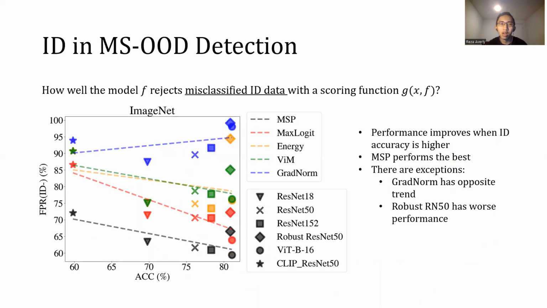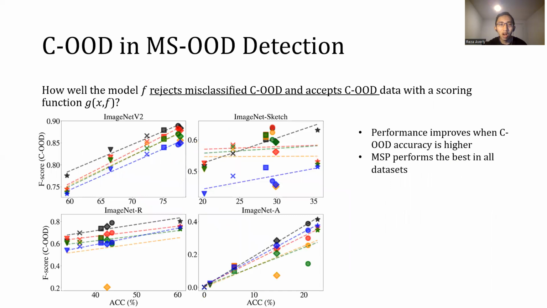For the first scenario, assuming that the data only comes from in-distribution, we perform experiments in that scenario, and we see that the performance improves when the ID accuracy is higher, and the best method is MSP, with some exceptions which use ReAct and the model robust ResNet. For covariate data, we want to see how well the model rejects misclassified COOD data and accepts the correctly classified COOD data. We can also see that the performance improves when the accuracy on COOD data is high, and MSP performs the best on all of the datasets.